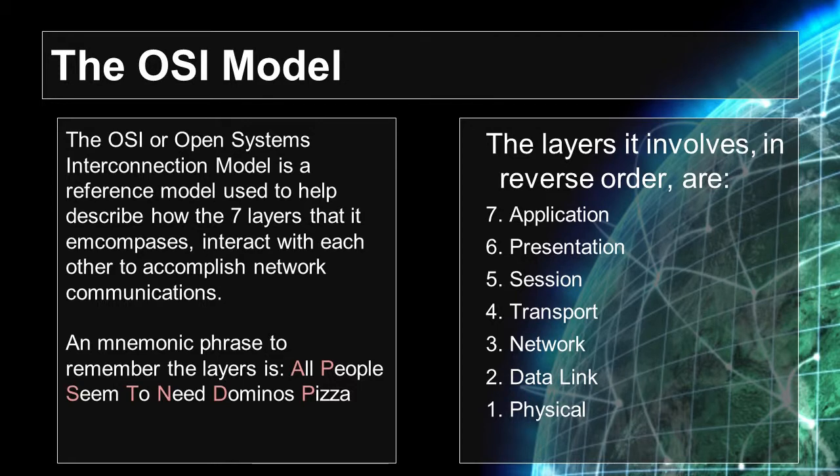The OSI, or Open Systems Interconnection Model, is a reference model used to help describe how the 7 layers that it encompasses interact with each other to accomplish network communications. A mnemonic phrase to remember all the layers is, all people seem to need Domino's pizza. The layers it involves in reverse order are application, presentation, session, transport, network, data link, and physical.